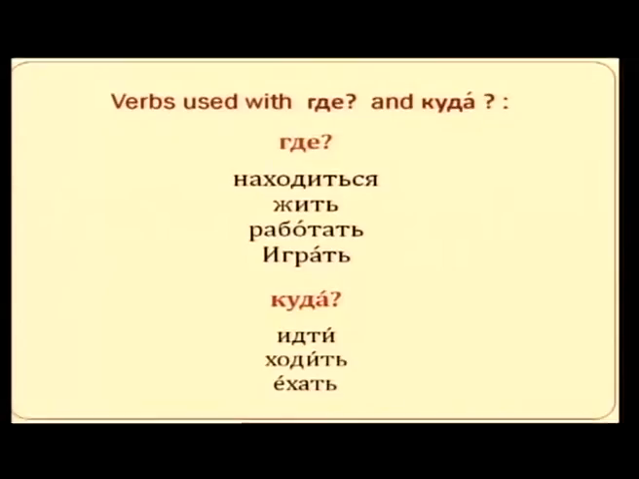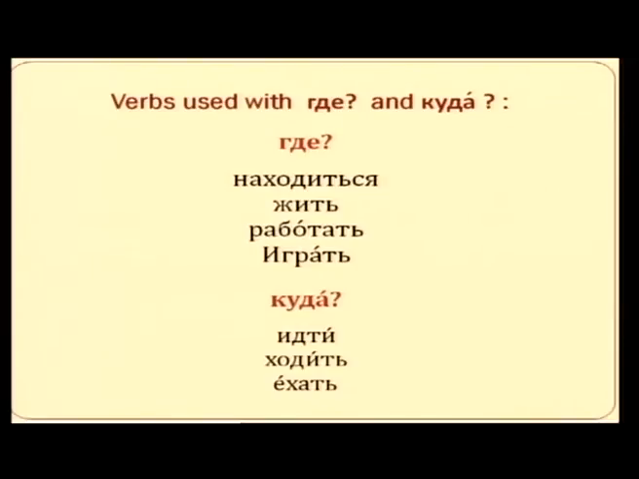So, dear learners, let us go to the next slide. Here we have given a list of verbs which are used with где. It is an indication that whenever где is used, we are talking about the prepositional case. We have also given a list of verbs which are used with куда, which indicates that we are talking about the usage of verbs of motion.